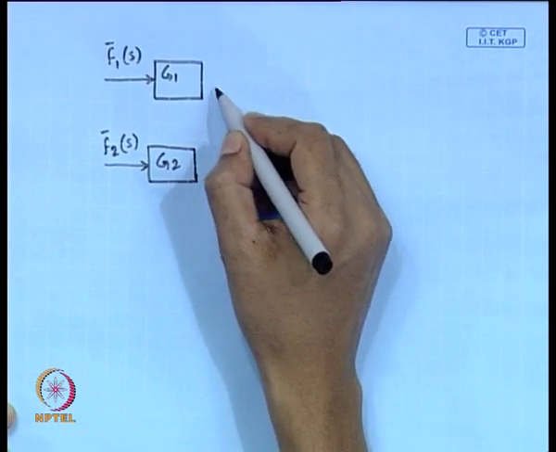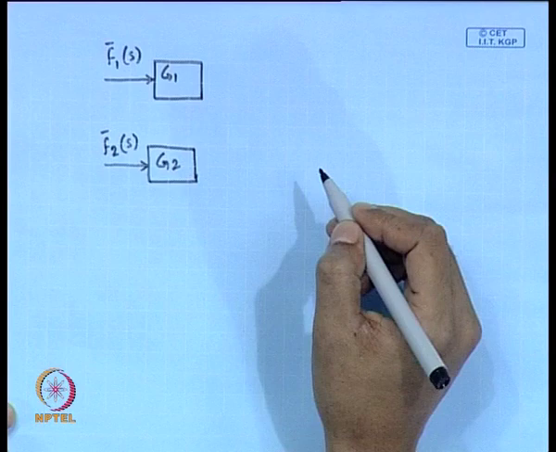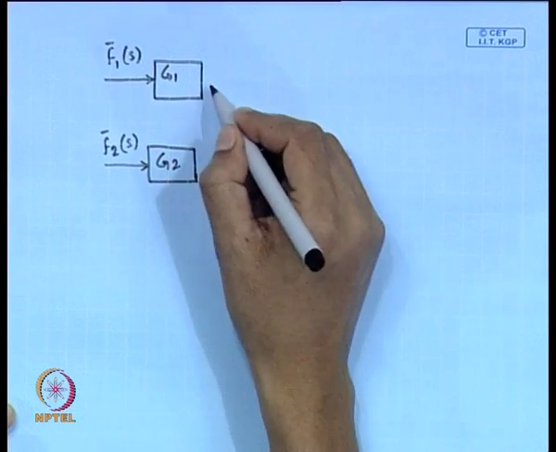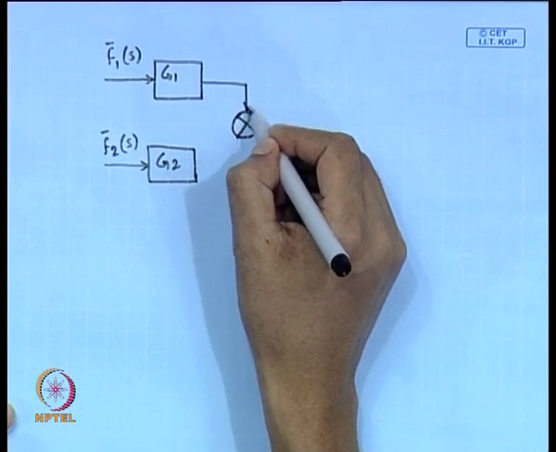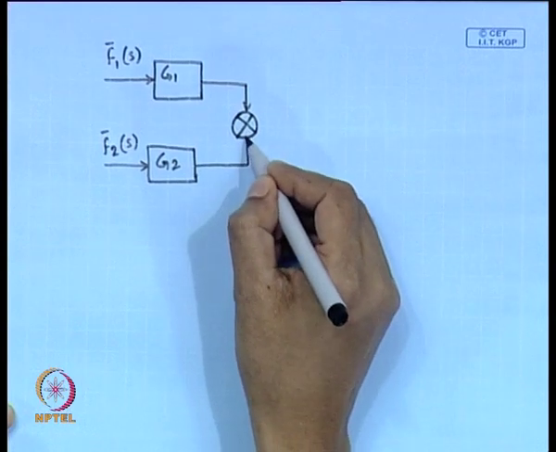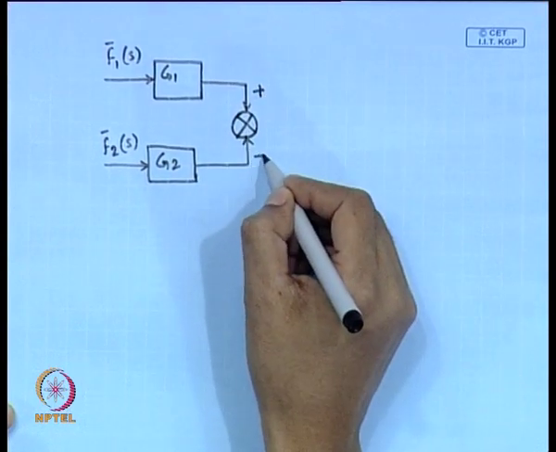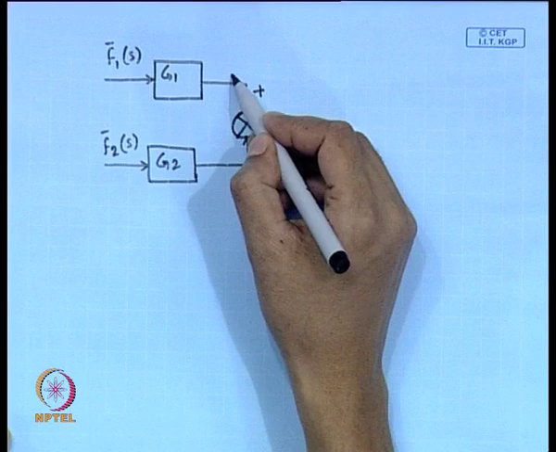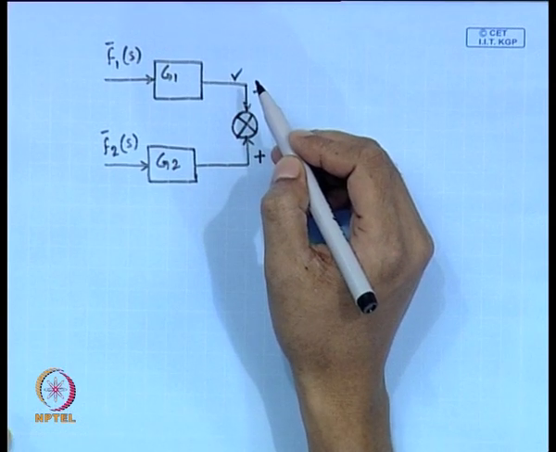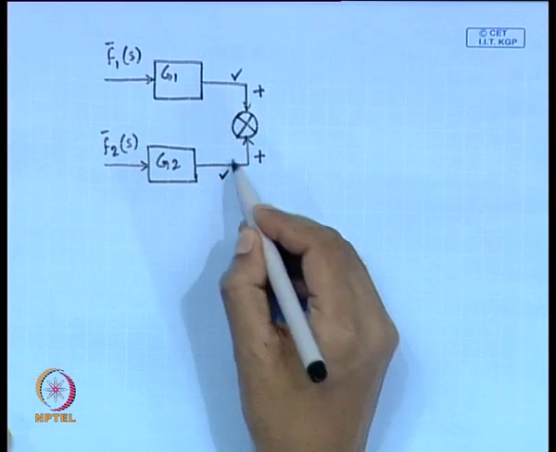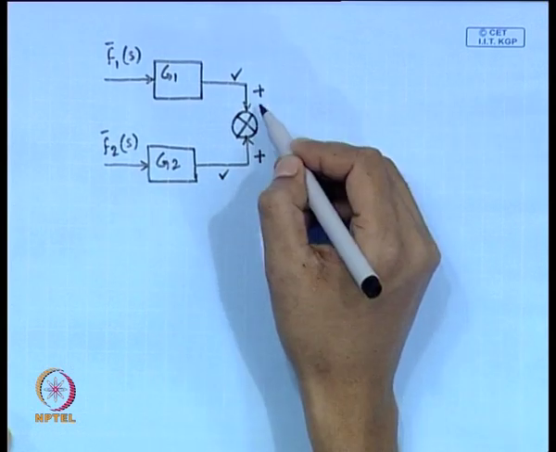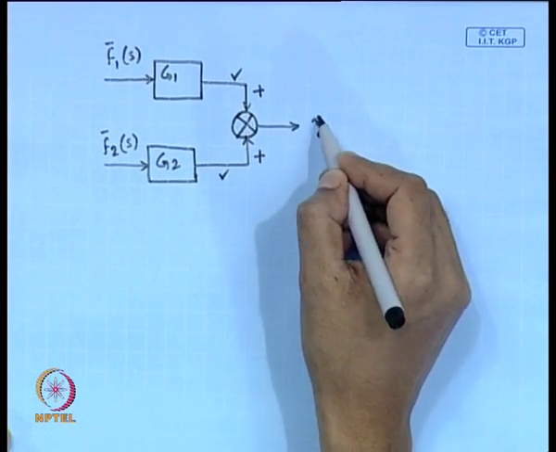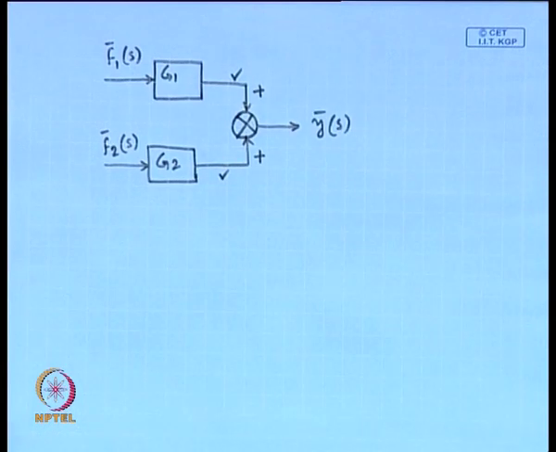Now, the outputs of these two blocks we need to add. Suppose we are using this symbol to add these two signals, one is this one, another one is this one. So, this output is basically F_1 G_1 and this is F_2 G_2. So, F_1 G_1 plus F_2 G_2, that is nothing but Y(s), agree.